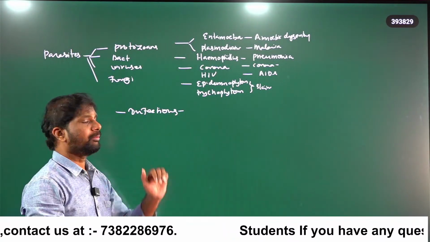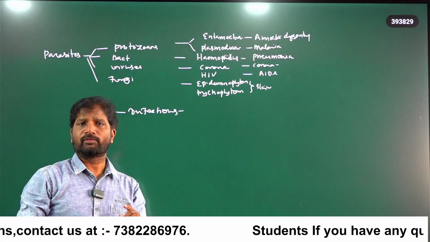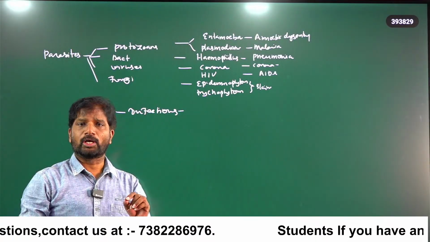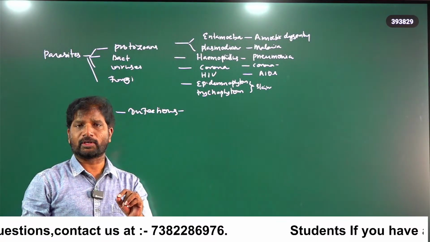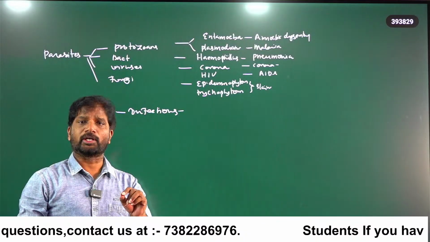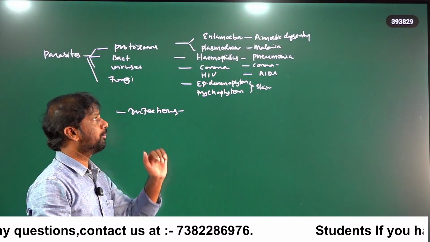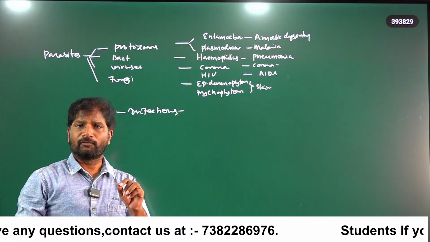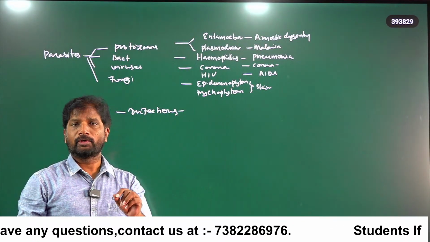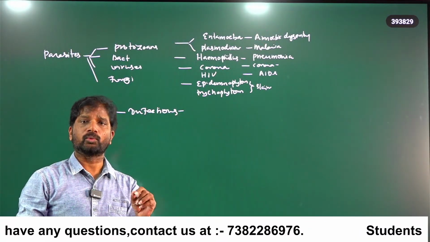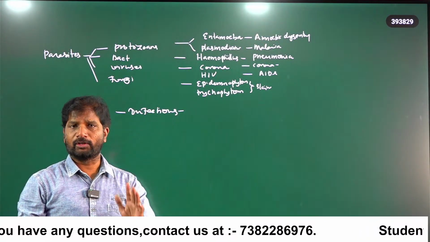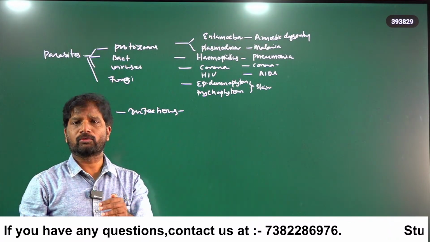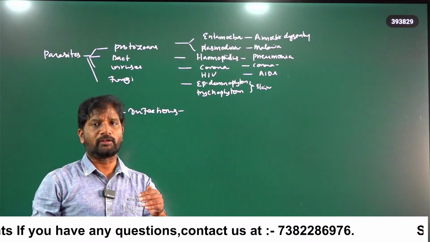For example, Entamoeba enters from one person to another through the ingestion of contaminated food and contaminated water. Plasmodium causes malaria, which is also an infectious disorder. It is transmitted from one person to another through the bite of the female Anopheles mosquito. So any disease that spreads from one person to another is known as an infectious disorder.